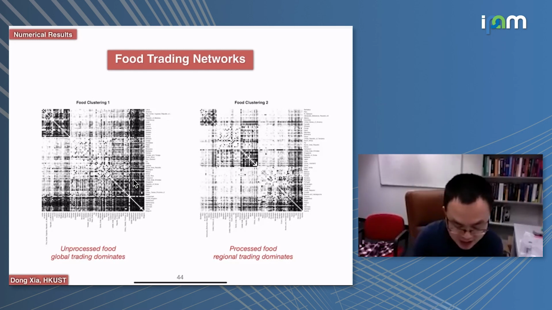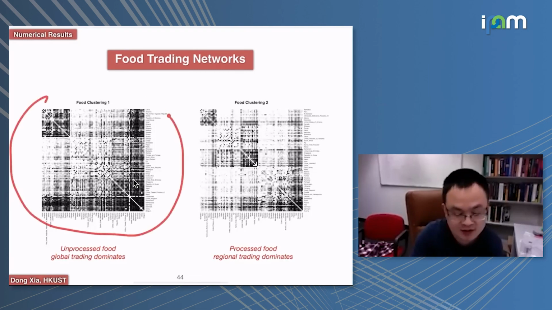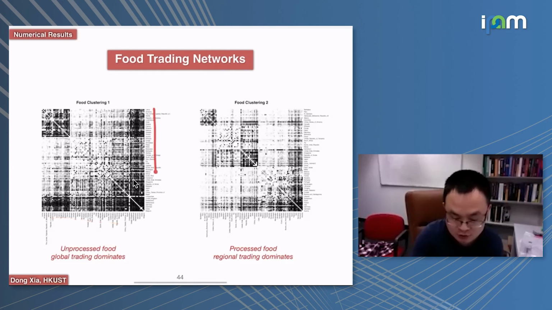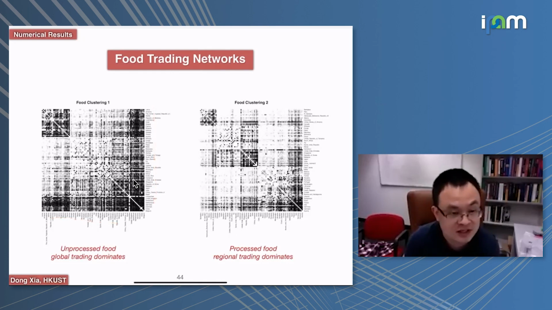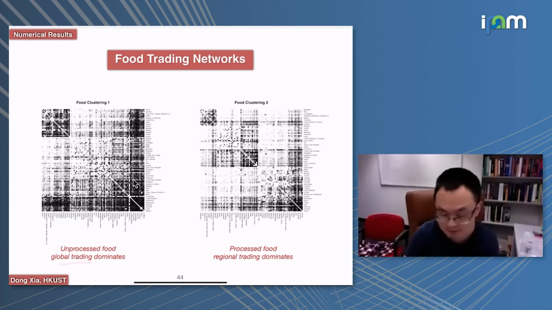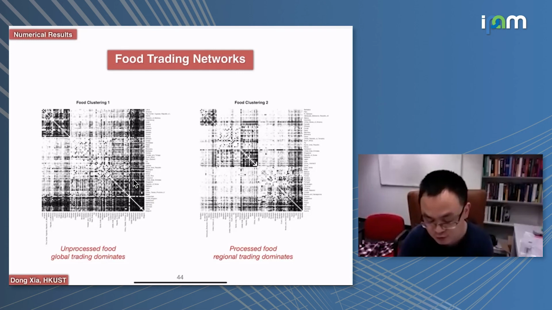For the layers of unprocessed food, this is the heat map of the trading flows between countries. Every row and every column corresponds to a country. For unprocessed food, you can see the trading pattern is dominated by global trading. However, for processed food, regional trading dominates.